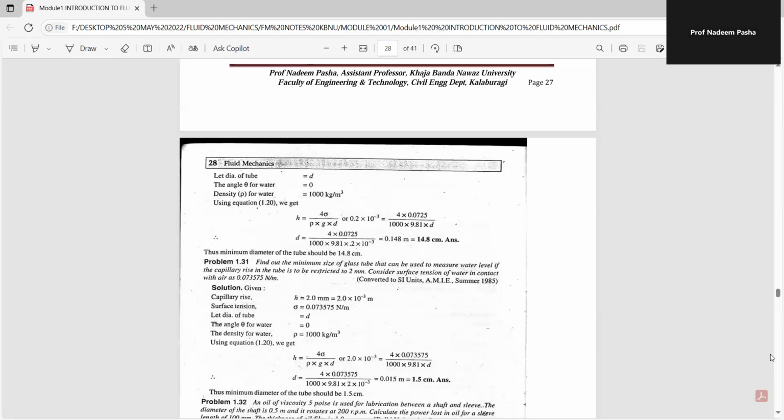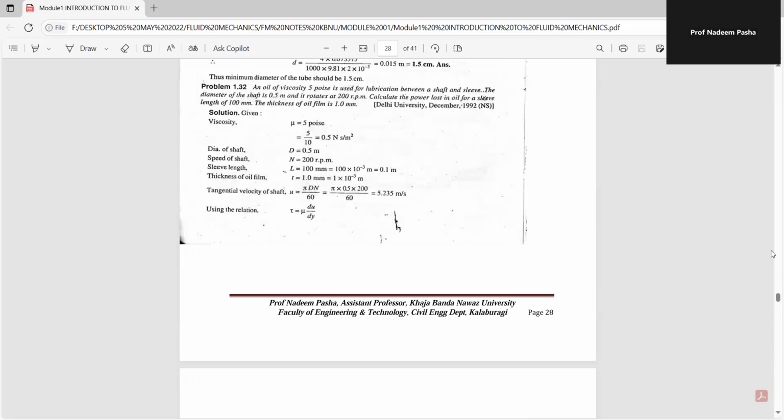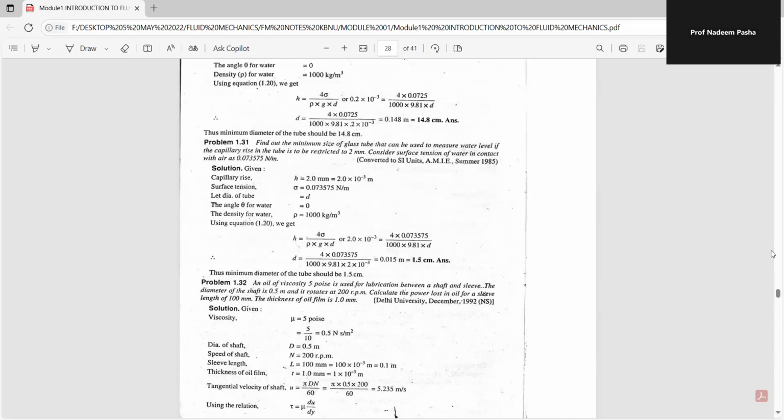One more problem is there. There is no need to solve it because it is somewhat different. It is of Delhi University. We will just recall the things that we have studied today.